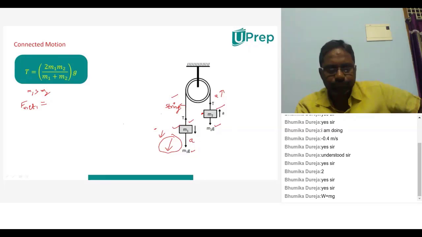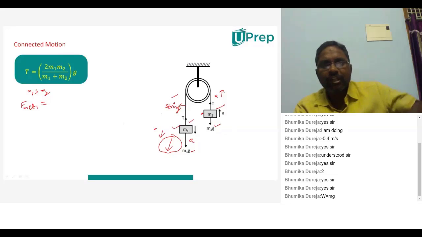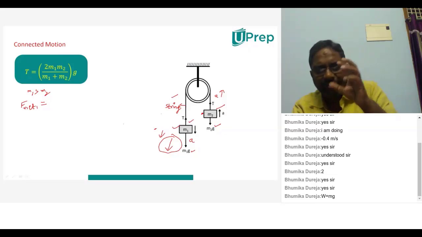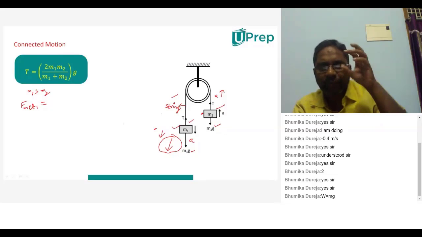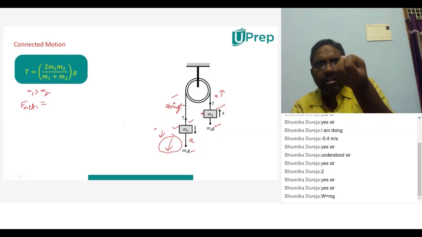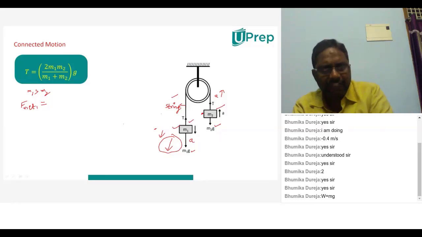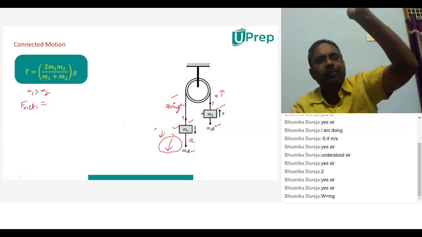Sir, it will move down when the mass of the body is greater than the second mass. Not that one, you are not getting my question. Here two forces are acting on the first object M1 only. I am taking only the M1 object. On M1, weight is acting downward, tensional force is acting upward.